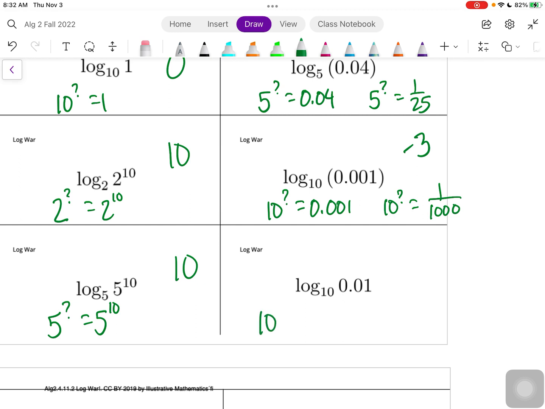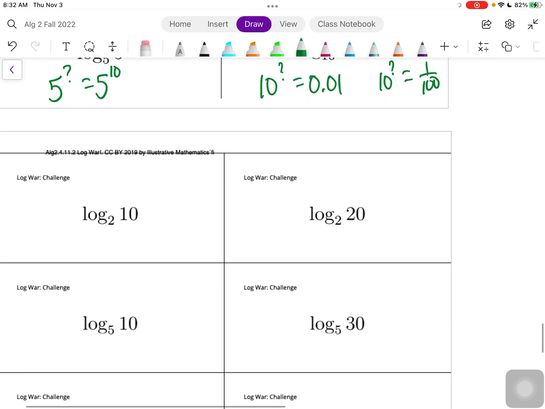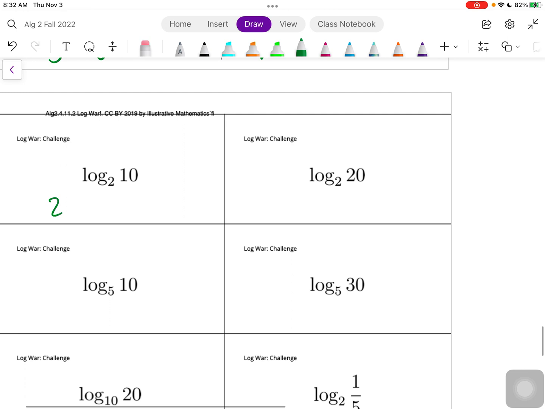Then we have 10 to the question mark equals 0.01. Well, that's 1/100th. And so we know 10 squared is 100, but it's a fraction, so it's negative. And then for the next one, we have 2 to the what equals 10.